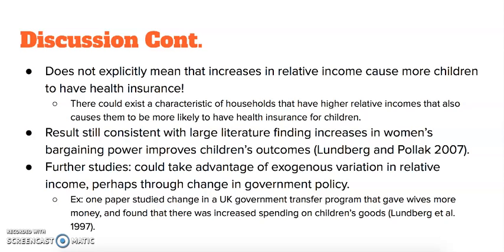The largest drawback is that I obviously was not able to find a causal relationship. I couldn't say that increasing women's share of total income would improve the chances that a child had healthcare coverage, but it's still consistent with the larger literature that found that increases in women's bargaining power and their spending amount improved their children's outcomes more than increases in fathers' bargaining power did. And further studies could look to take advantage of some sort of exogenous shift in relative income in households to prove a truly causal relationship between these two different things.